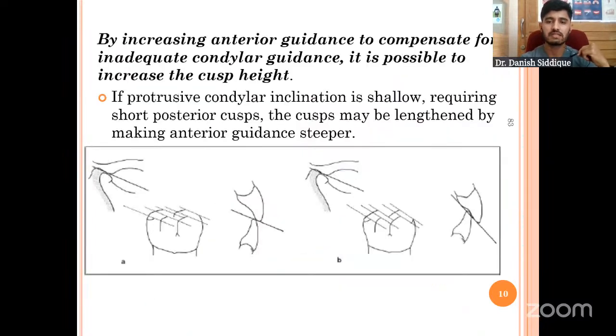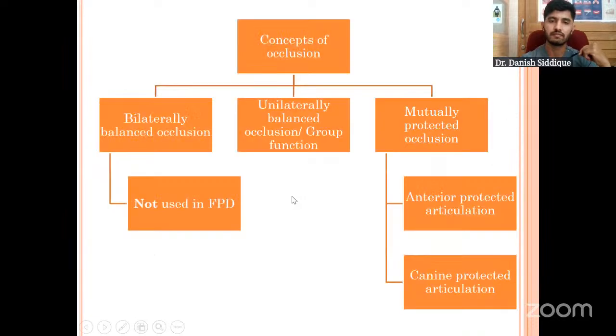So I've already explained this. By increasing the anterior guidance, you can always compensate for the condylar guidance that is present. Coming on to the different types of occlusion, now that we know the basics of how occlusion works, there are different concepts that have already been explained in the literature, such as bilateral balanced occlusion, unilateral balance, and mutually protected occlusion.